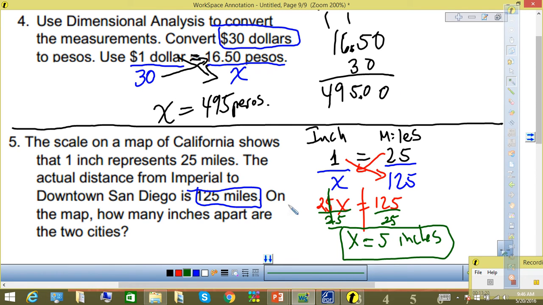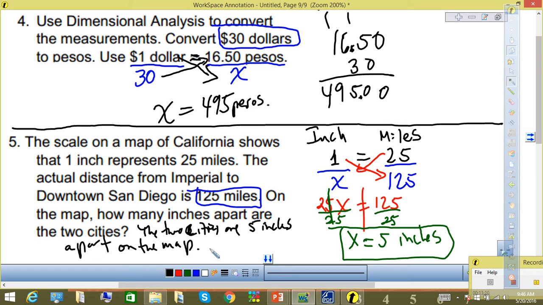So here, is this a word problem? Yes. Look at the question. On the map, how many inches apart are the two cities? So let's write our statement. The two cities are 5 inches apart on the map. Thank you.